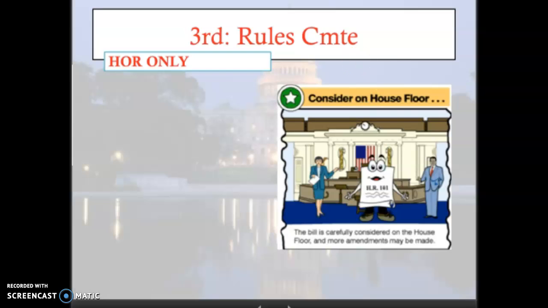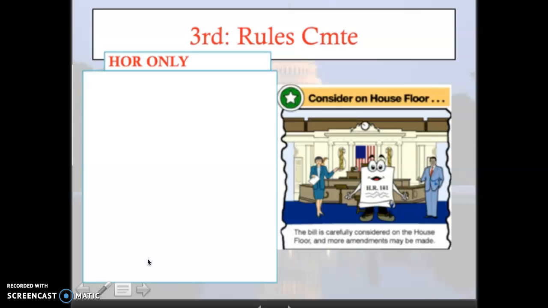Third, this whole step is exclusive to the House of Representatives. This step does not exist in the Senate. So this whole slide is red, okay? The House of Representatives only has a Rules Committee.